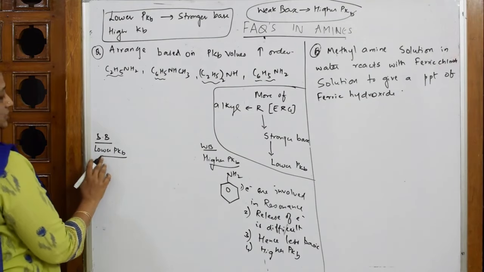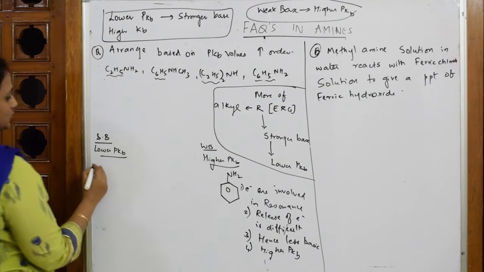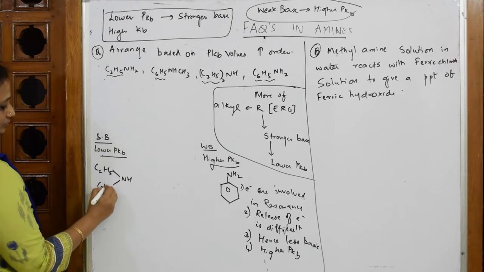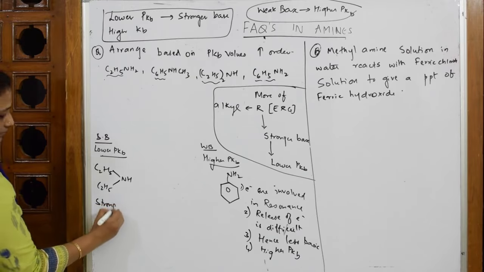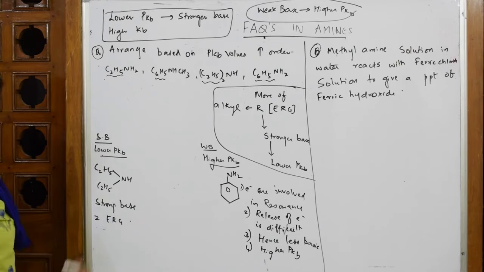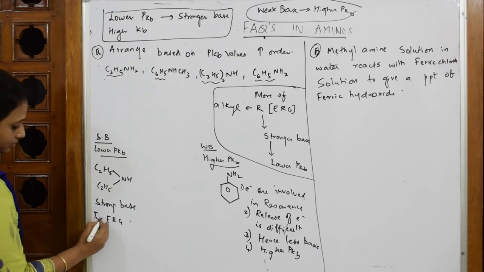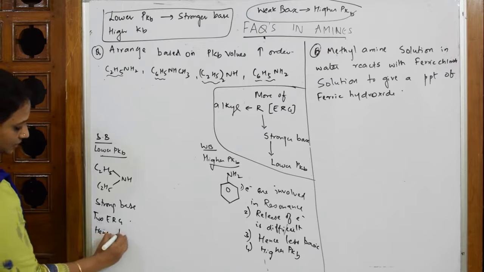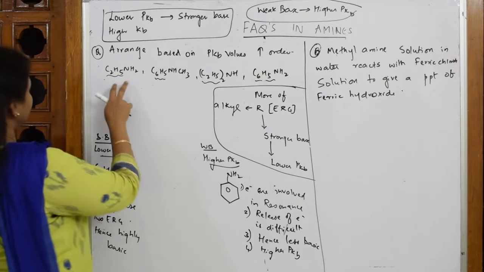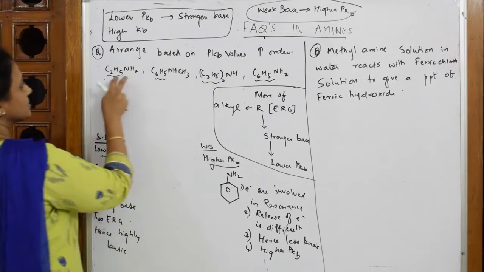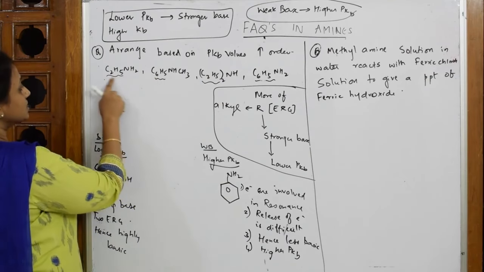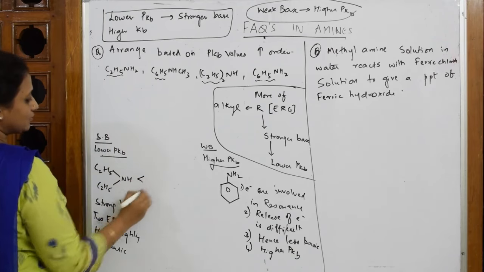Now, the one which is stronger here. There are two alkyl groups, so this will be the strongest among all. Strong base. Why strong base? Two electron releasing groups. Hence, highly basic. Done. Now this is done, this is done, this is done. I have to compare this and this. Compared to these two, there is a benzene ring here and an alkyl group here. So this particular thing will have lower pKb.